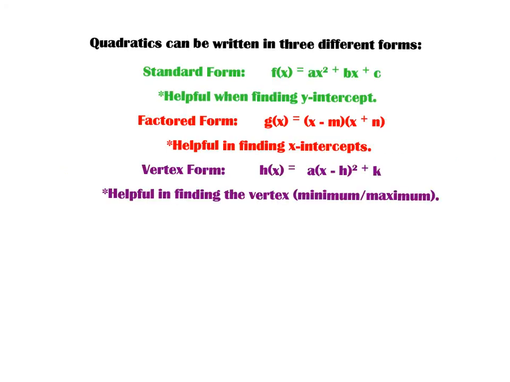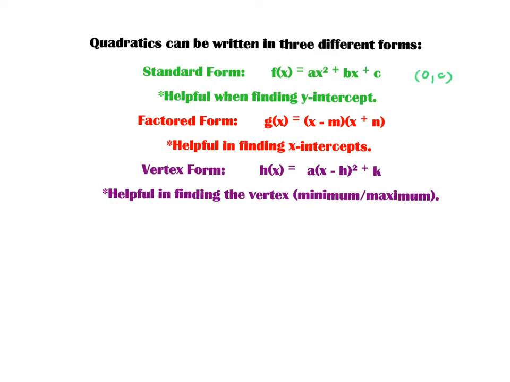So quadratics can be written in 3 separate forms. The first form is standard form. This is probably the most typical form you'll see, hence why it's called standard form. But you'll see it in this quadratic, linear, constant form. This is very helpful when finding the y-intercept. If I wanted the y-intercept, I would plug a 0 in for x, and I would get c. So the y-intercept would be the point 0, comma c.